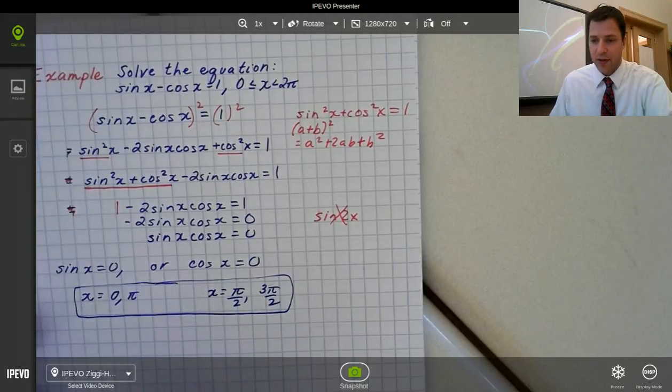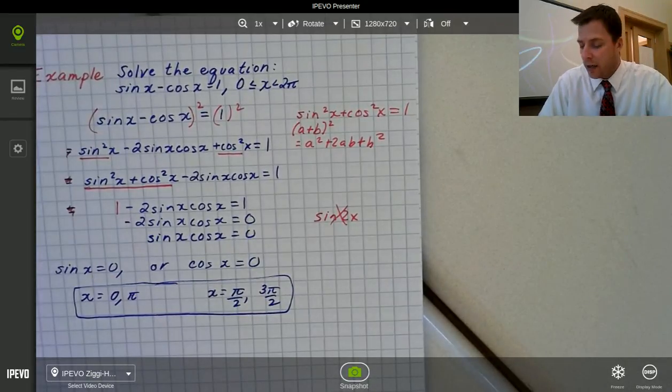Okay, so that's our third example of solving trig equations using some type of identity.